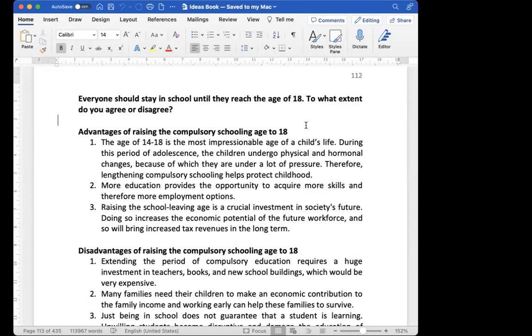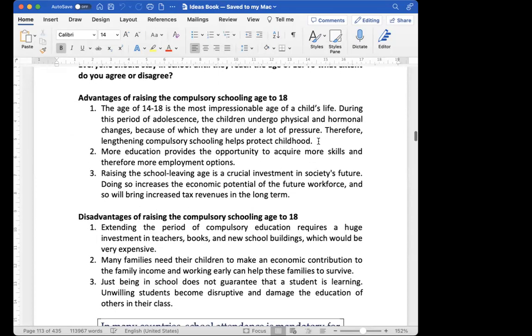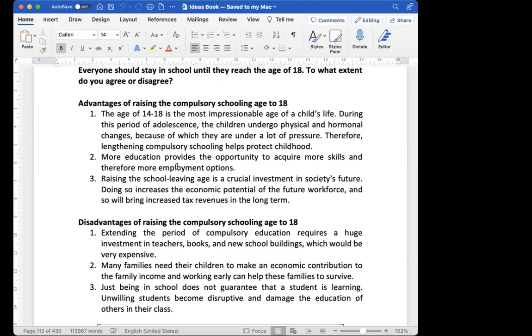And then you will write the few disadvantages that you have talked about in the intro, and then write more advantages and say that I agree that everyone should be in school. Although there are disadvantages, I admit that, but still I believe that school leaving age should be 18. Is that clear how to put in the concession?